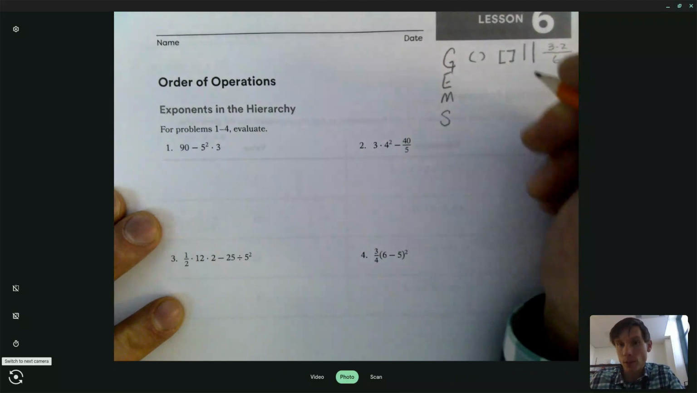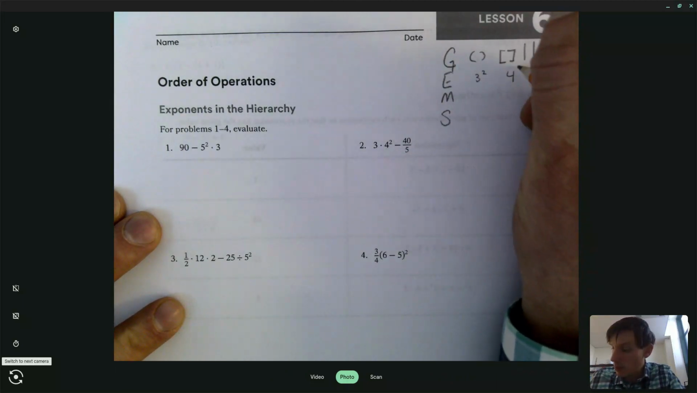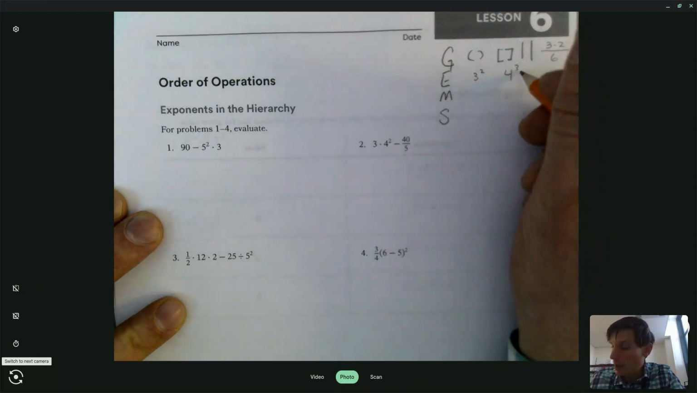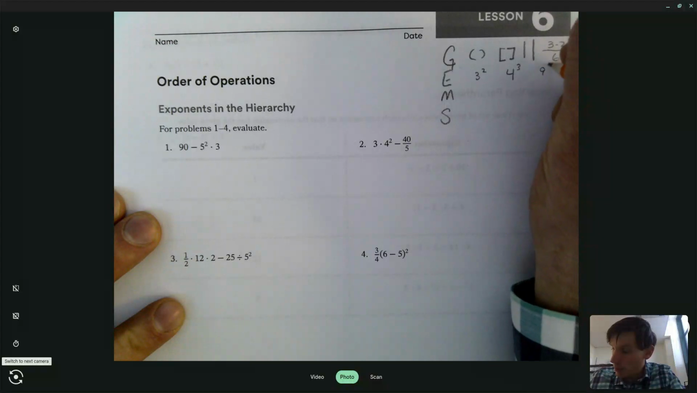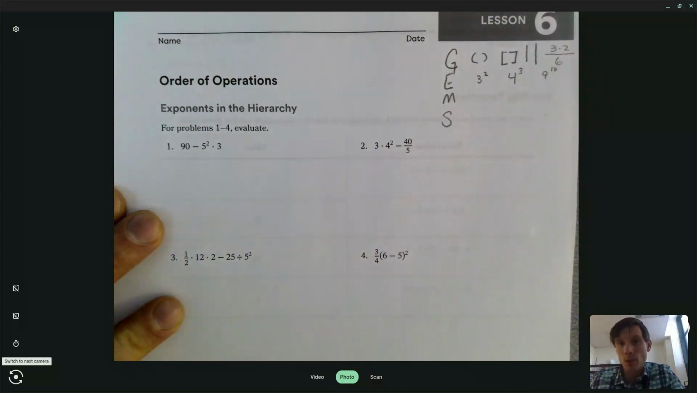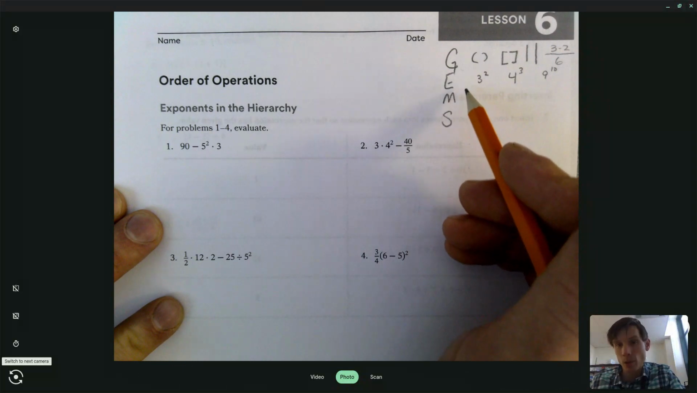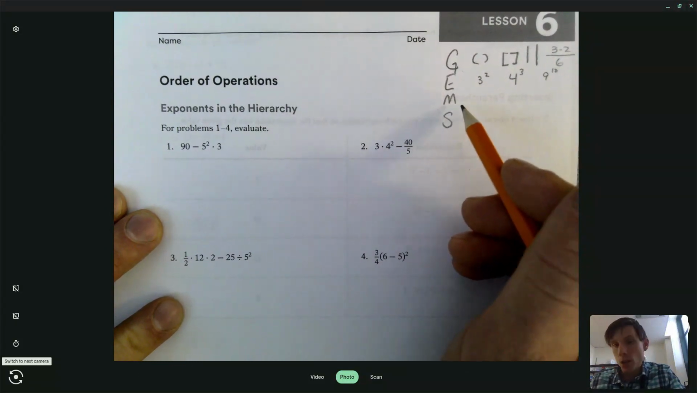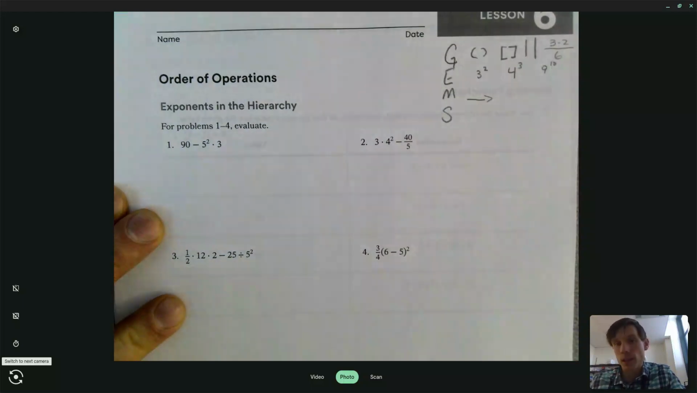E is going to stand for our exponents, right? Like 3 to the second power, 4 to the third power, something like that. Whatever that power is, squared or cubed or 10th power, that's our exponents. So first we're starting with grouping symbols, then doing any exponents. Then we're doing multiplying and dividing from left to right. So again, going left to right, multiplying and dividing.